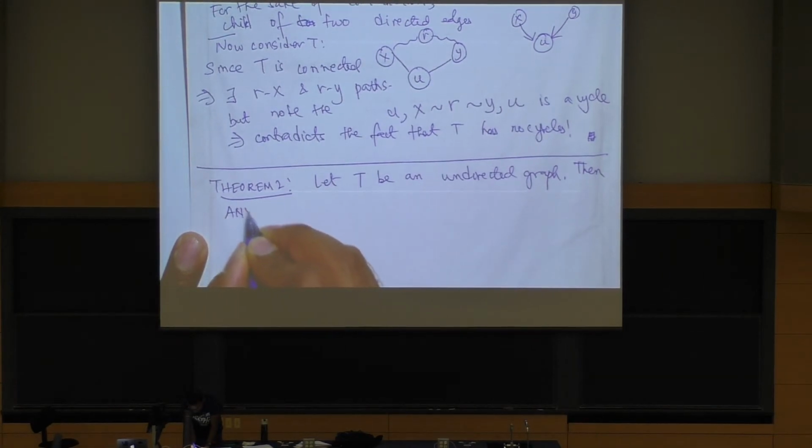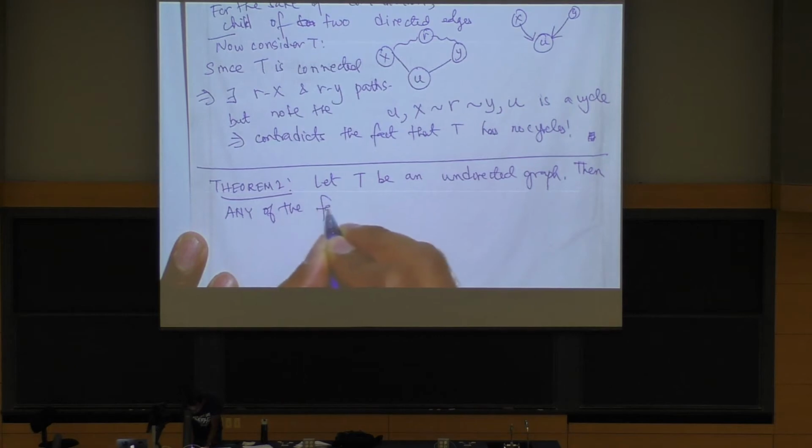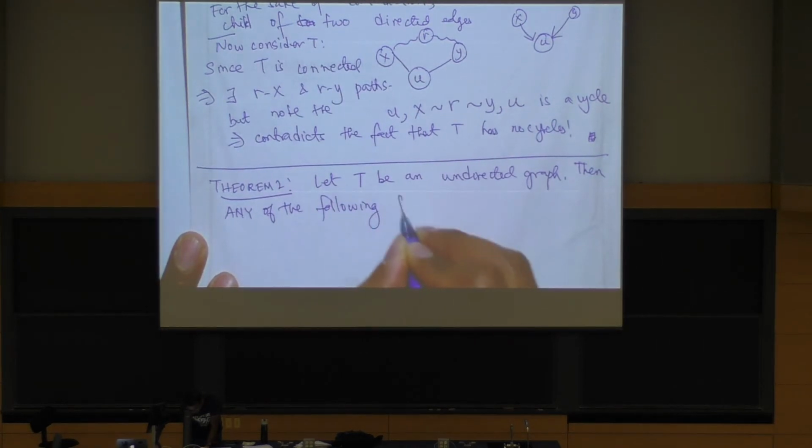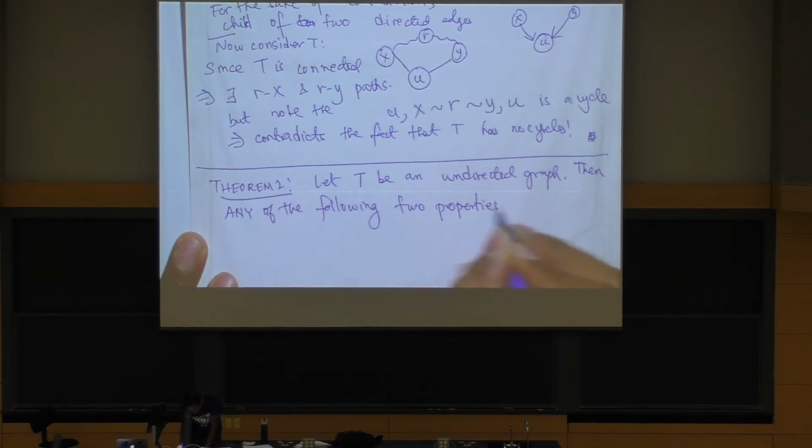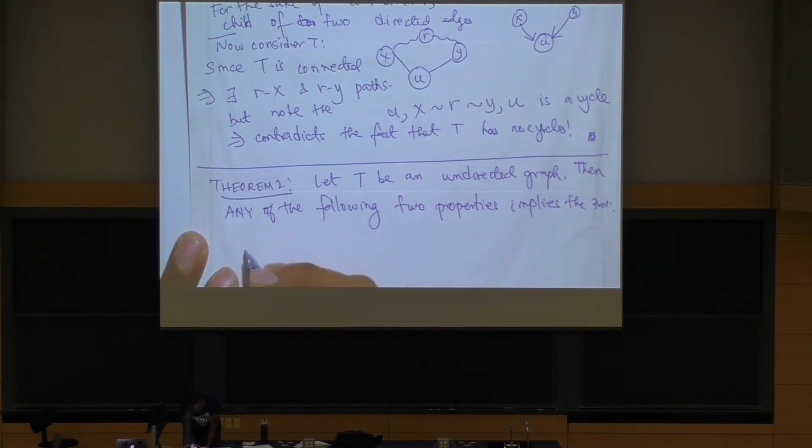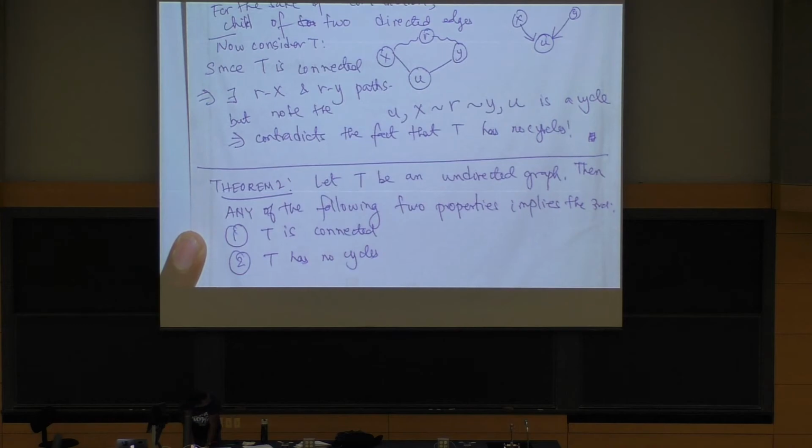Then any of the following two properties implies the third. So what are the three properties? The first is that T is connected. The second is T has no cycles. And the third one is T has n-1 edges. So exactly n-1 edges.